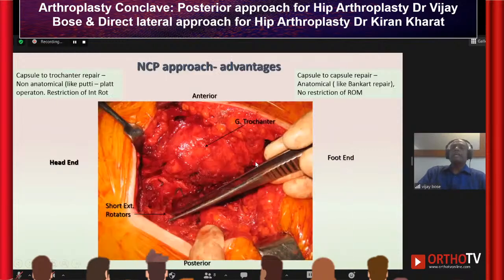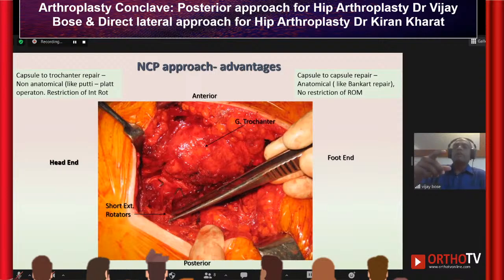Now, in the traditional posterior approach, most surgeons, I think, would repair the capsule to the trochanter. This is a non-anatomical repair. I always like to compare it to a Putti-Platt operation. For the juniors who don't know about a Putti-Platt operation, we used to do that for shoulder instability, where we used to double-breast the capsule. And therefore, the patient did not dislocate. Why did he not dislocate? Because he couldn't accelerate. And because he couldn't accelerate, he couldn't dislocate.